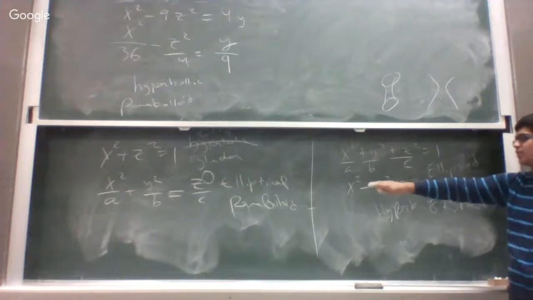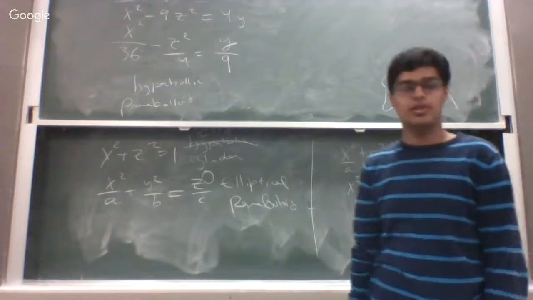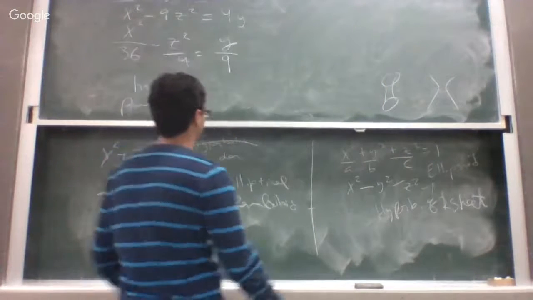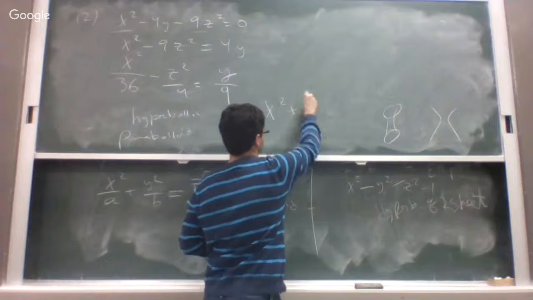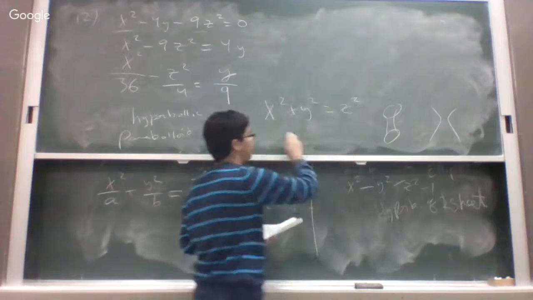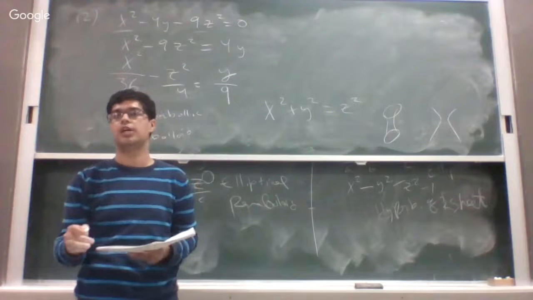So did that make sense? If there's one minus, it's one sheet. Two minus, it's two sheets. And then the last one is a cone. That is when all the variables are squared and it's equal to the other one. Okay?